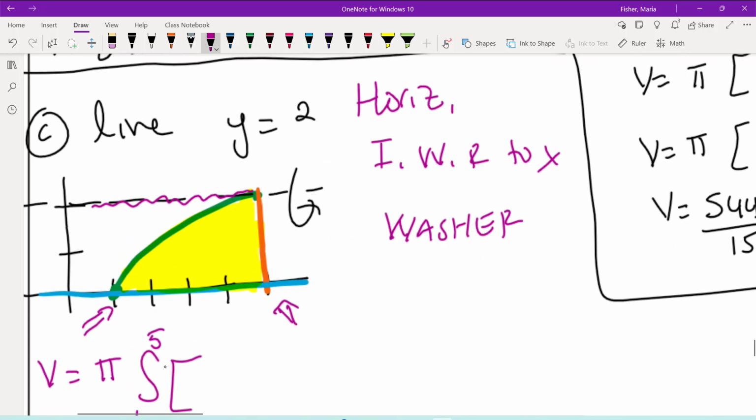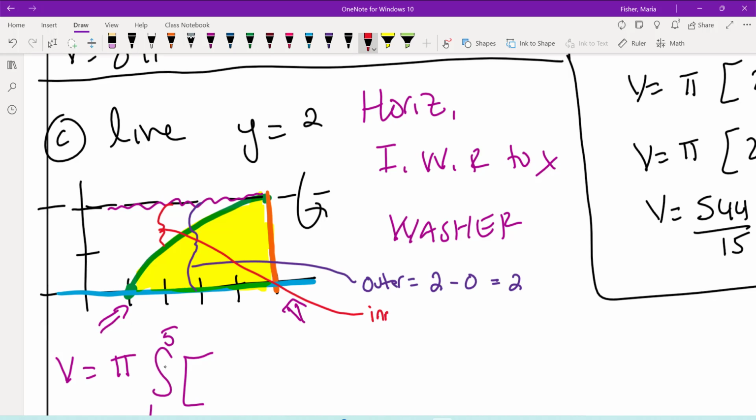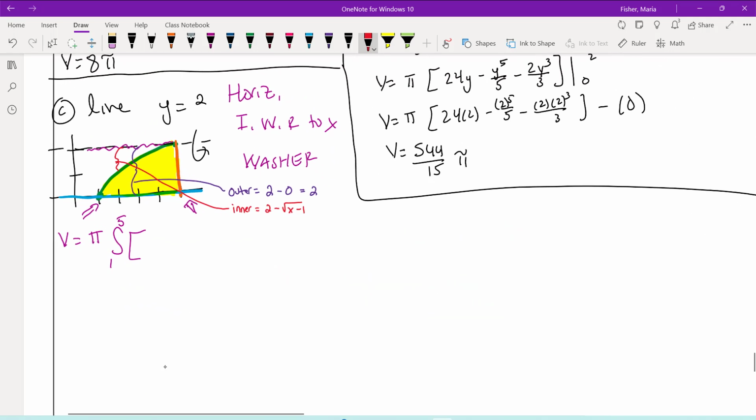If I make this bigger, the outer radius is going to be the furthest you are from the axis of revolution. Well, that's going to be all the way down to the blue line. So my outer radius here is going to be the axis of revolution, which is 2, all the way down to the blue line, which is 0, and 2 minus 0 is just 2. My inner radius is going to be from that axis of revolution, which is 2, minus the green, and that green is the square root of x minus 1. So now it's time to put those in.